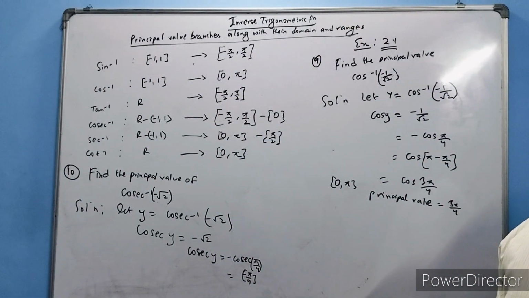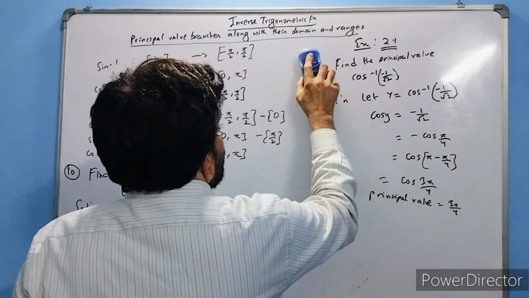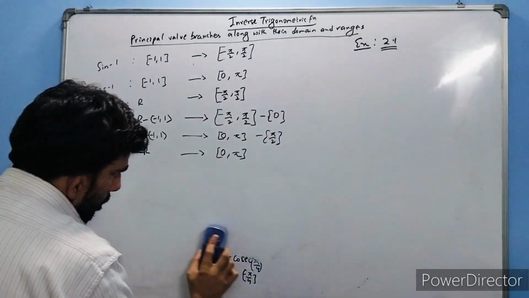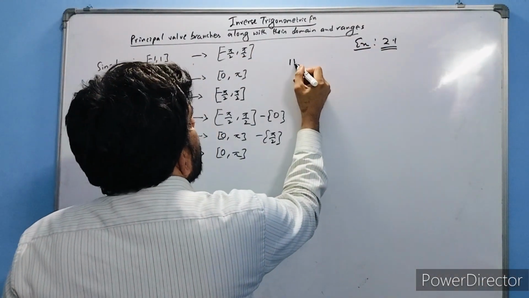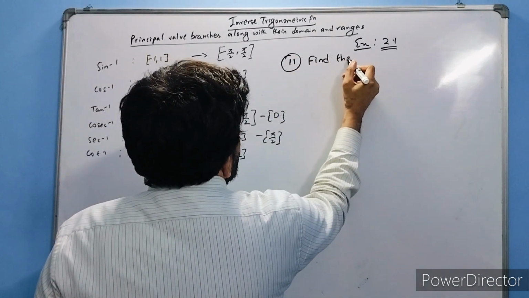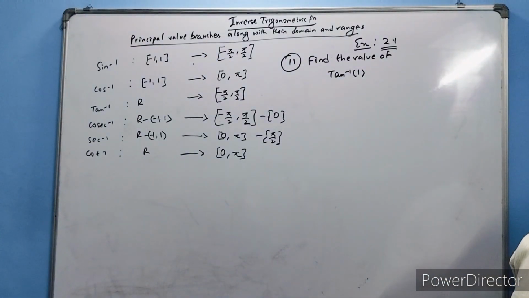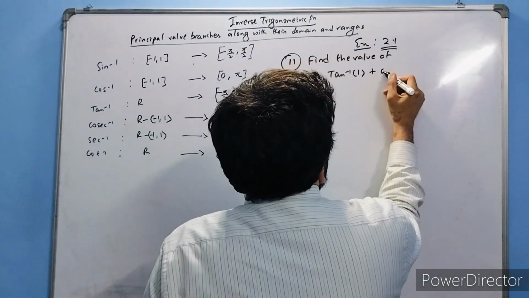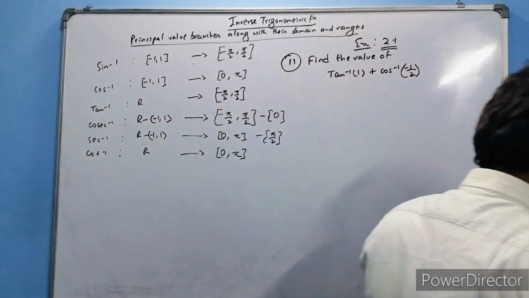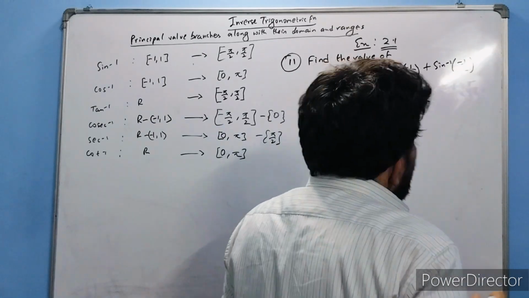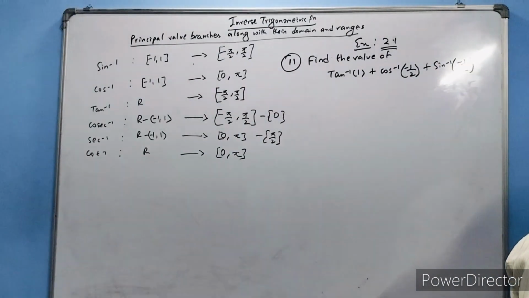This is the 11th question. We need to find the value of tan inverse 1 plus cos inverse minus half plus sin inverse minus half. We need to find the value of all these.